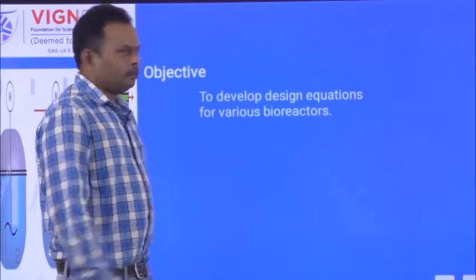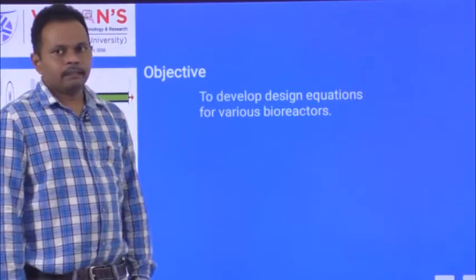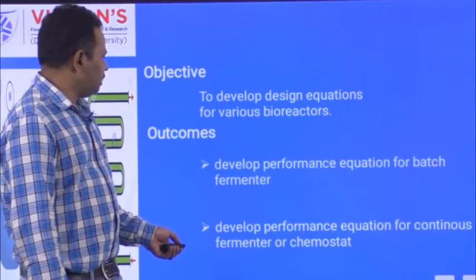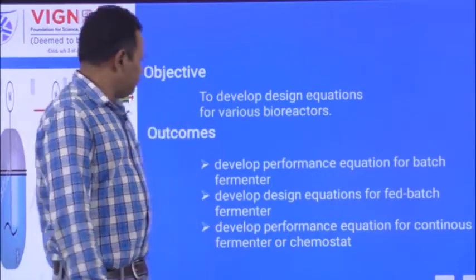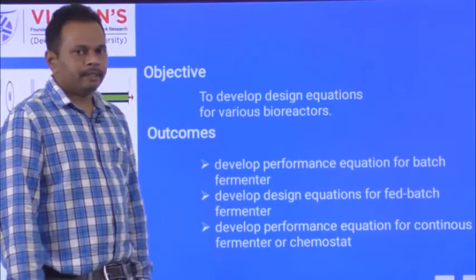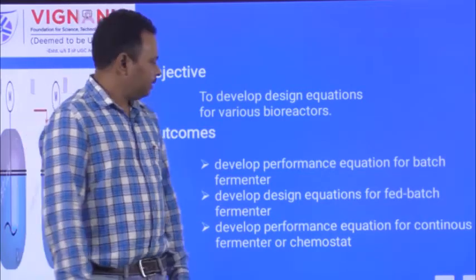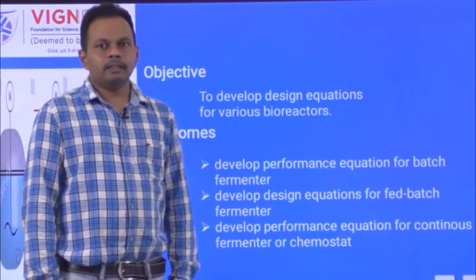So, here in this one, the objective of this topic is to develop design equations for various bioreactors. The outcomes after the completion of this, we will be able to develop the performance equations for batch fermenter, the performance equations for fed batch fermenter, the performance equations for the continuous fermenter. This is also known as chemostat.